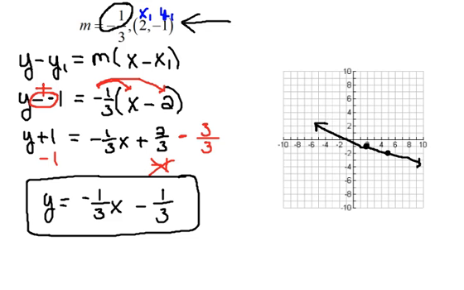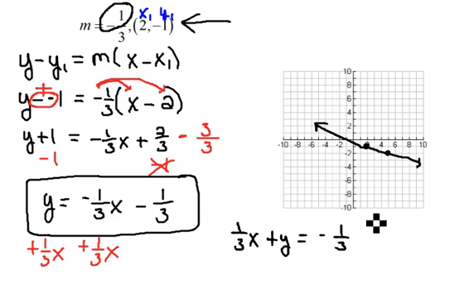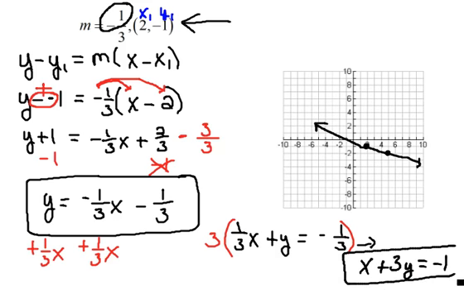Now, if they had asked us to actually write this as standard form instead of as slope-intercept form, well, we would have had to continue on. We would have had to add 1/3 x to both sides, which would have given us 1/3 x plus y equals negative 1/3. And then we would have had to get rid of our fractions by multiplying everything by 3. So our final answer would be, the 3's would cancel here, so that would be x plus 3y equals negative 1. That would be in standard form.